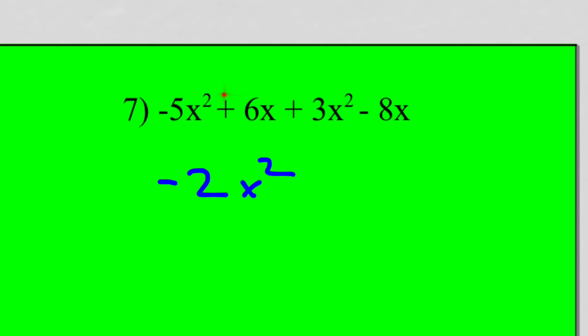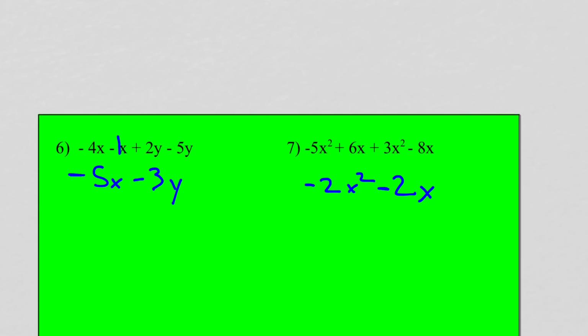And then I have a positive 6x and a negative 8x. The signs are different, so I subtract 8 minus 6 is 2, but I have more negatives, so it's a negative 2x. And x squared is a different term than x. They're a different variable part, so I can't combine this any further, and that's as simple as I can make it.